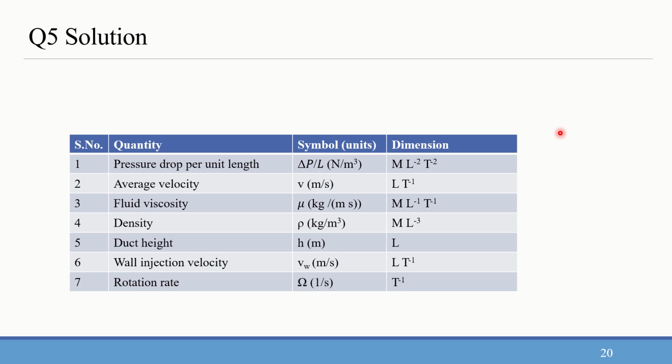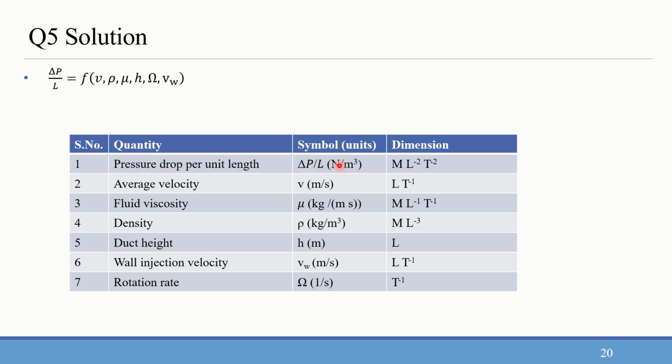So again for this problem we are just listing out the quantities given in the question. Here delta P by L is equal to F of V, the average velocity, rho, density, mu, dynamic viscosity, H, the duct wall height, sigma, and VW, the wall injection velocity. Now we are going to write the dimensions for all of it. The pressure drop per unit length, delta P by L, has unit Newton per meter square, and L is meter, so it is Newton per meter cube.